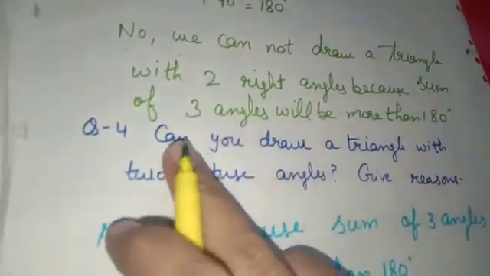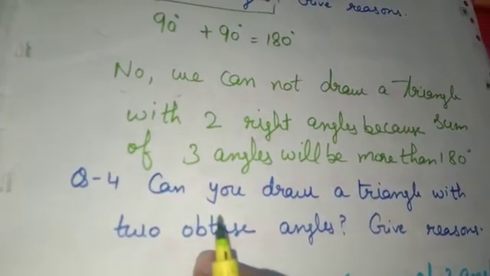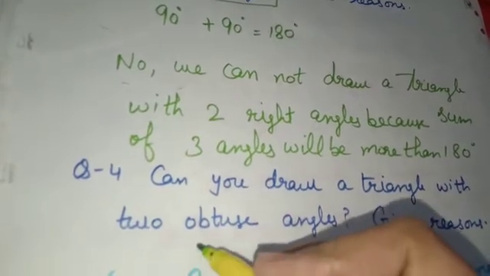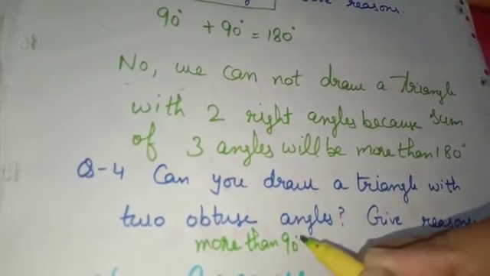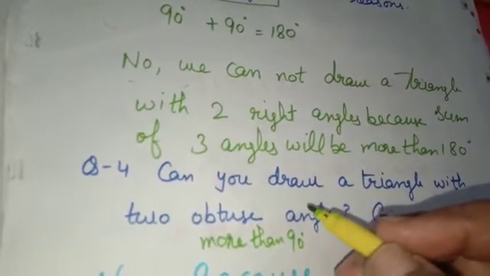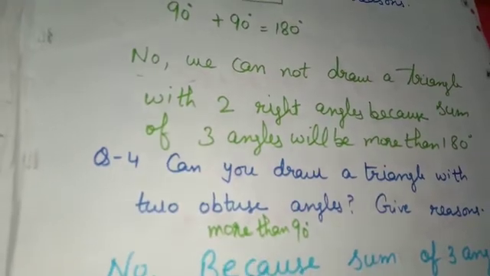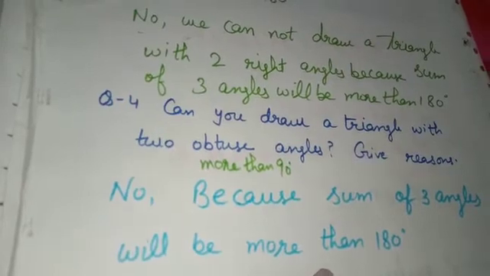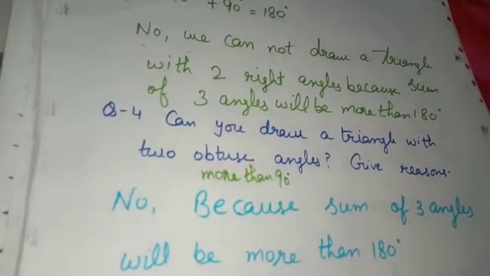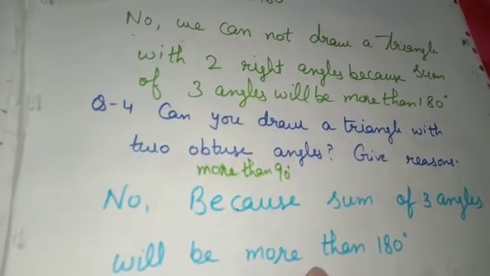Question number 4 here also. Can you draw a triangle with two obtuse angles? Do you remember the definition of obtuse? An angle which is more than 90 degrees and less than 180 degrees. So if two angles are more than 90, the sum of two angles is also more than 180, and the sum of three angles will also be more than 180. So here also we will write no, because the sum of three angles will be more than 180 degrees. This completes our question number 4, and the remaining questions of this worksheet we will discuss in the next e-lecture.